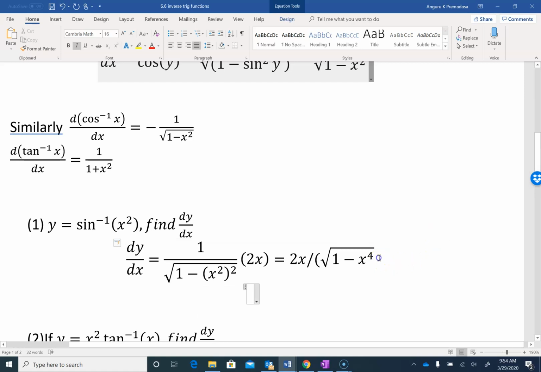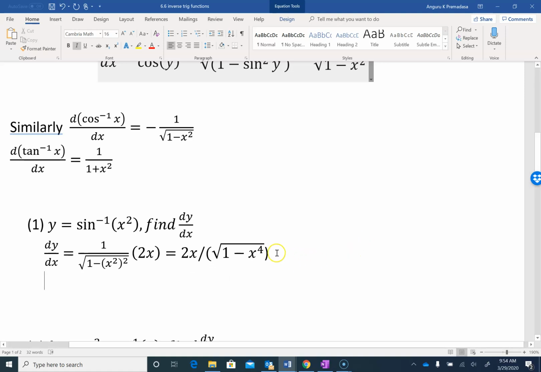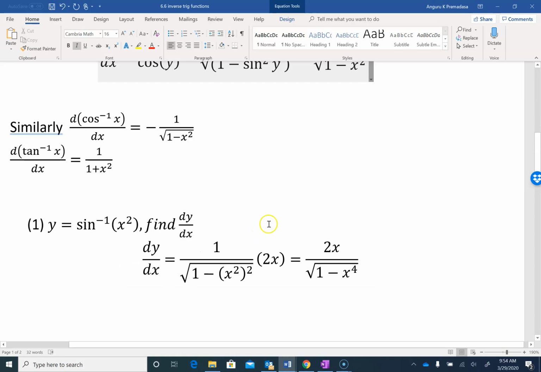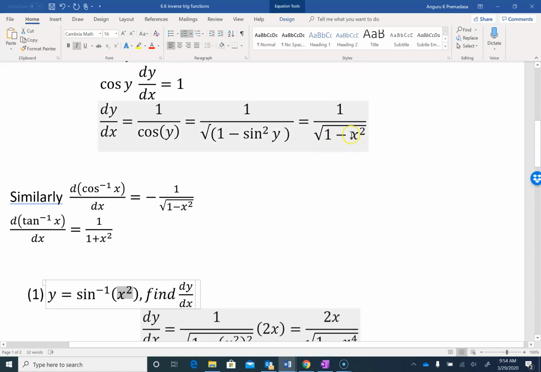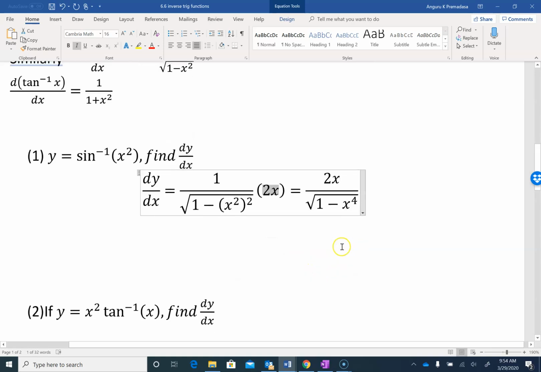Okay, good. So once again, what you do is you take this as one quantity, so it's 1 over square root of 1 minus junk squared. Junk is x squared here, so it's x squared squared. Then you go inside and you see a 2x, and you multiply by the 2x, so it's 2x over square root of 1 minus x to the 4.